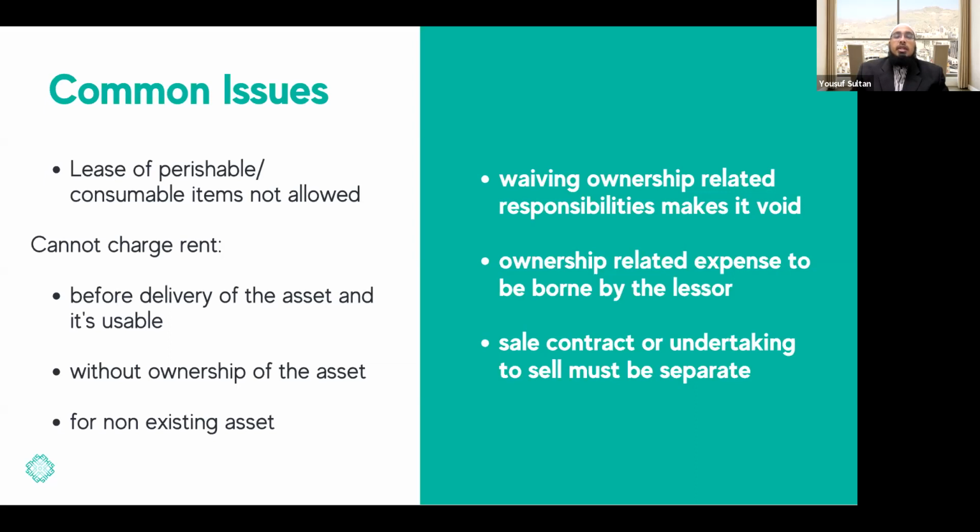We cannot charge rent before delivery of the asset and before it is usable. This is a very, very common issue. So I think we addressed it quite extensively. Without ownership of the asset, as I mentioned, a forward lease can be agreed upon and signed, but to get the right of receiving the rent, one has to have the ownership of the asset. If the bank or the financial institution doesn't have the ownership, how can it have the right to the rental amount? So that's why it needs to have the ownership of the asset first.